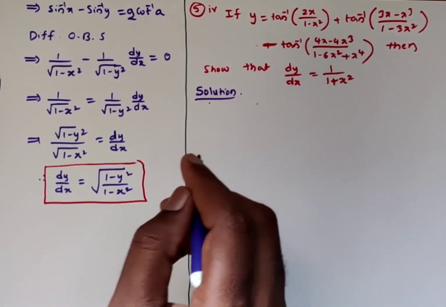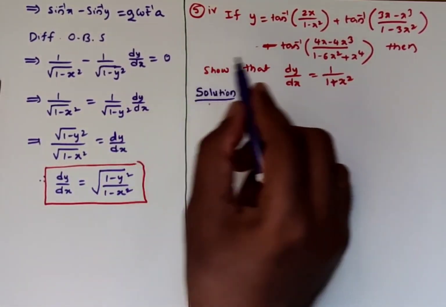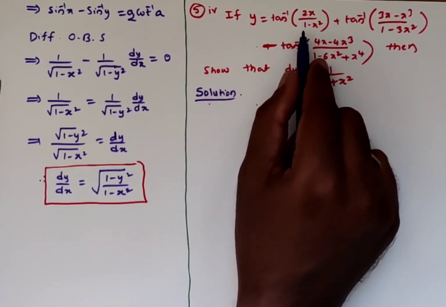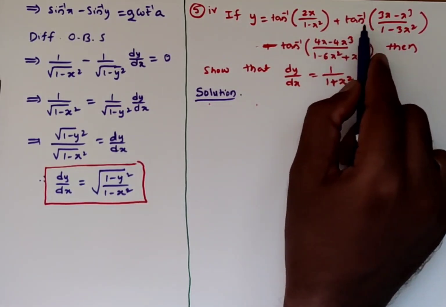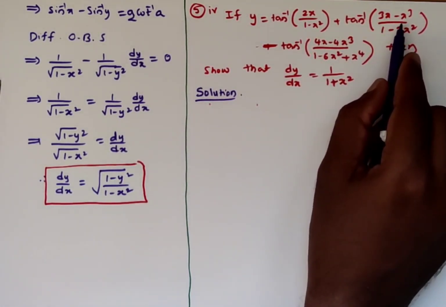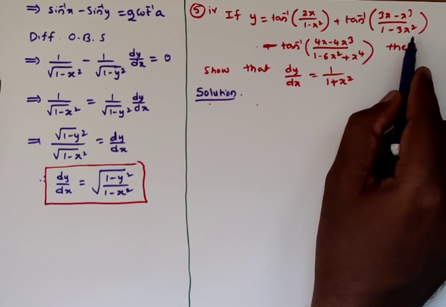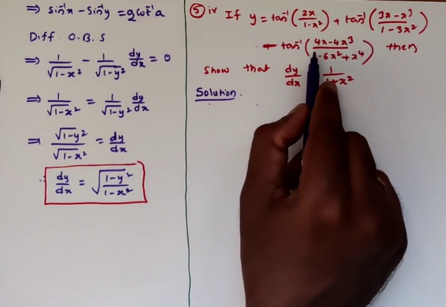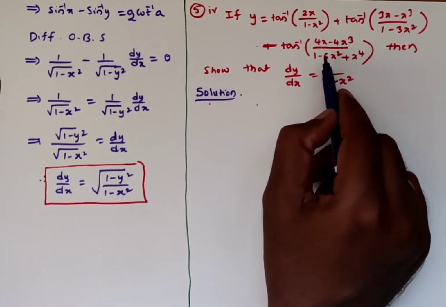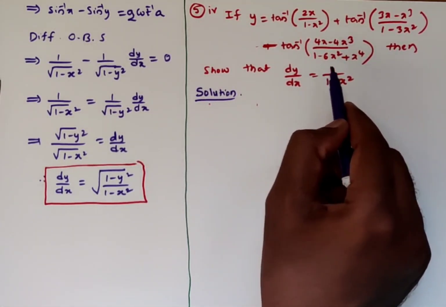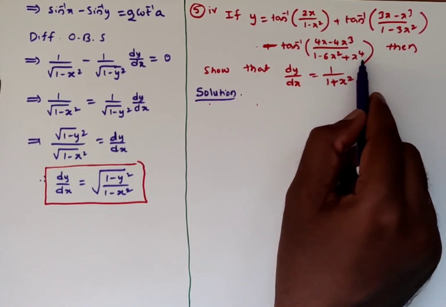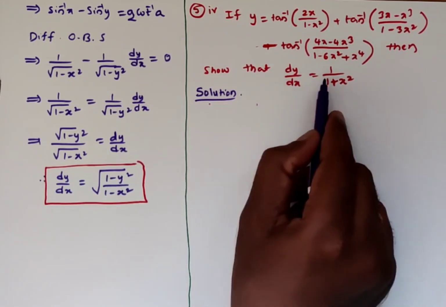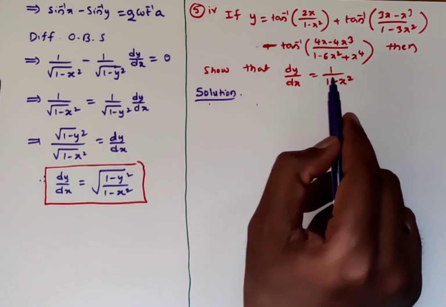Now, fourth problem. If y equals tan inverse of 2x by 1 minus x square, plus tan inverse of (3x minus x cube) by (1 minus 3x square), minus tan inverse of (4x minus 4x cube) divided by (1 minus 6x square plus x to the power of 4), then we need to show the derivative of y with respect to x is 1 by 1 plus x square.